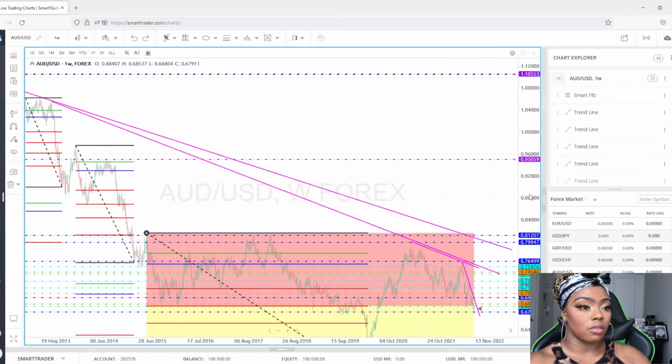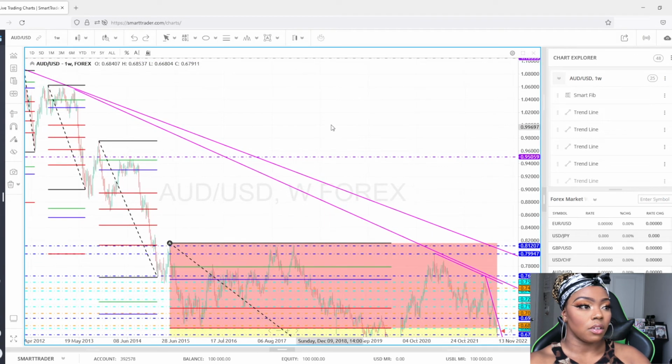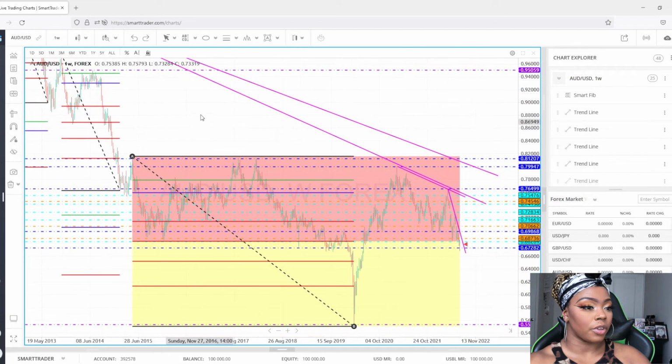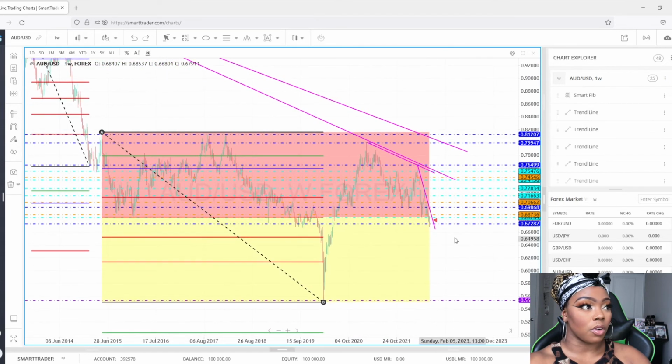So right now, let me backtrack. So all of these fibs have been completed. A, B, C, D, A, B, C, D. Right? This is the most recent one that we're on a weekly time frame. A, B, price pulled back, and it's going back down for that D extension.